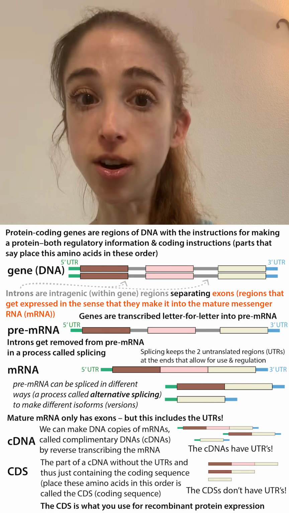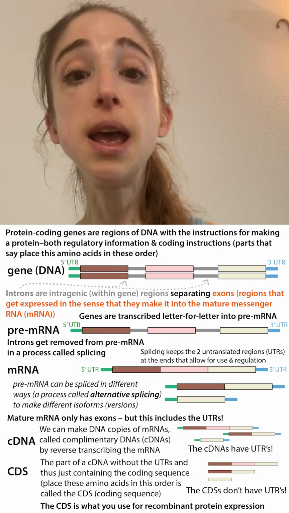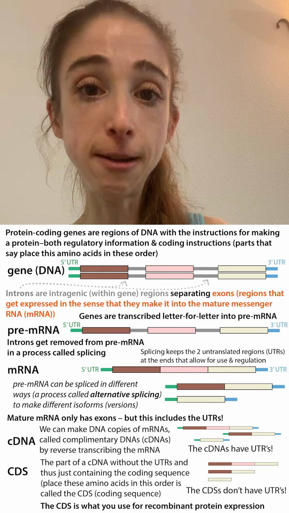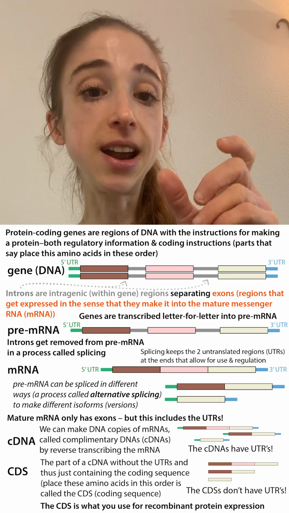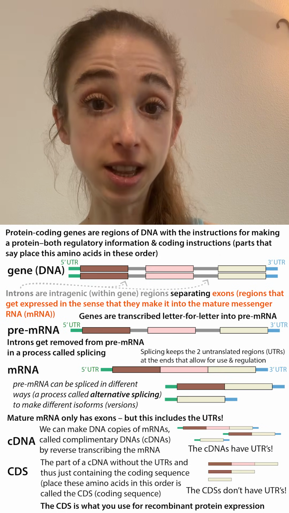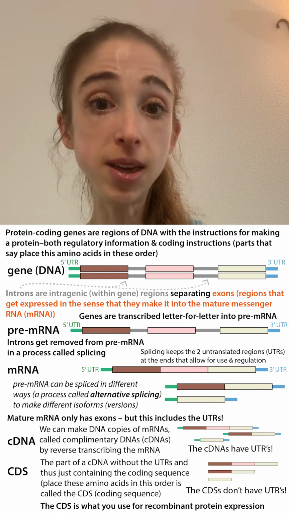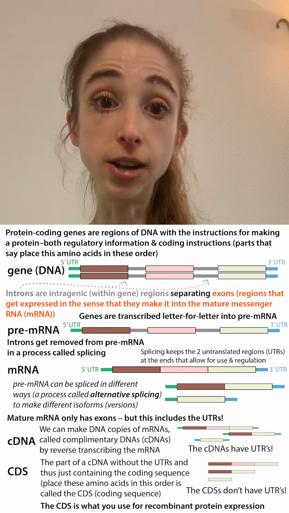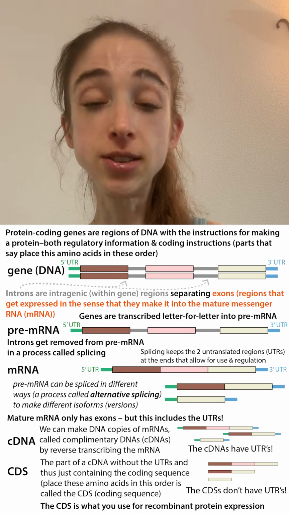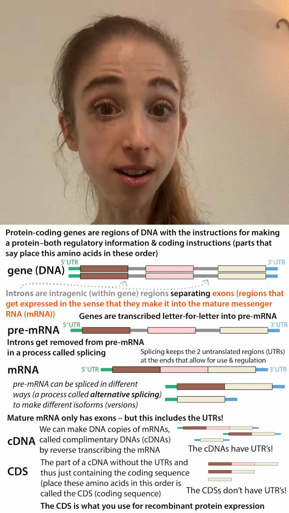And that mature messenger RNA includes the exons, the parts that were actually expressed, make it into that messenger RNA. It does not include the introns, the intragenic regions that break up the exons and allow for things like alternative splicing. Those introns get transcribed, they make it into the pre-messenger RNA, but then they get removed before you get that final messenger RNA. And so that mature messenger RNA includes the exons, but not the introns.